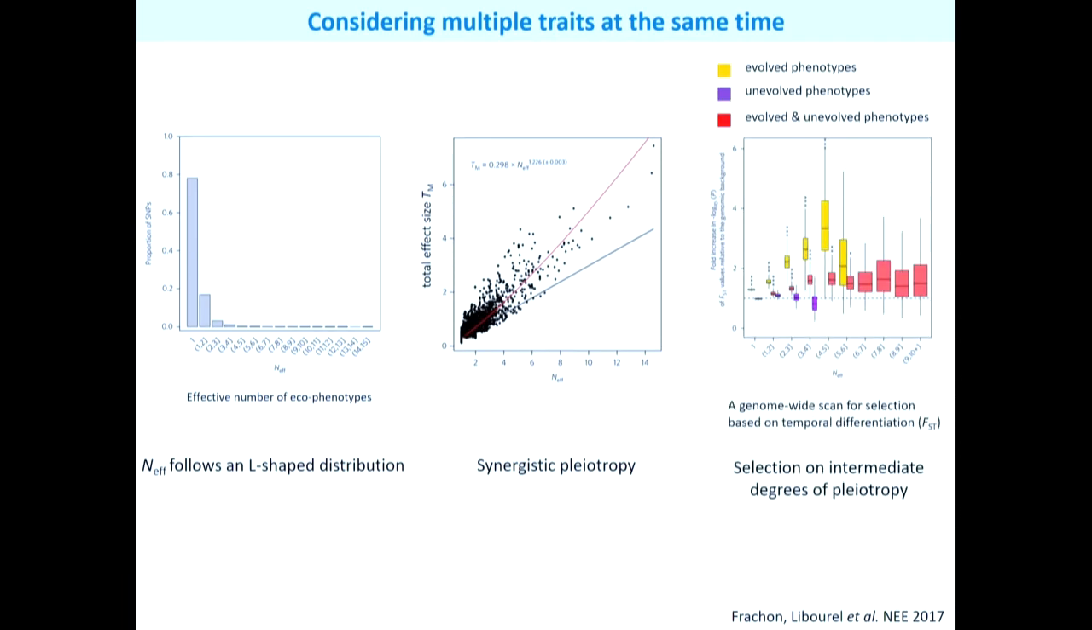I think I will not have the time to develop this, but we demonstrated that there was a selection on intermediate degrees of pleiotropy, which was in line with what was predicted by theoretical models.